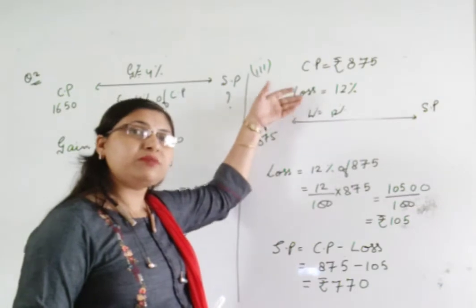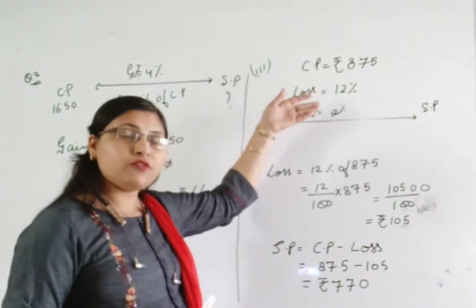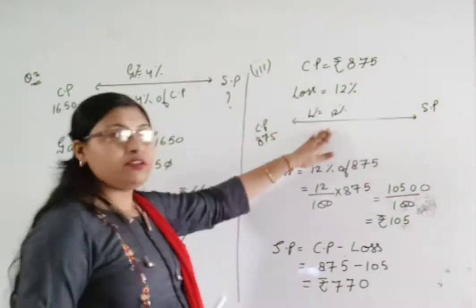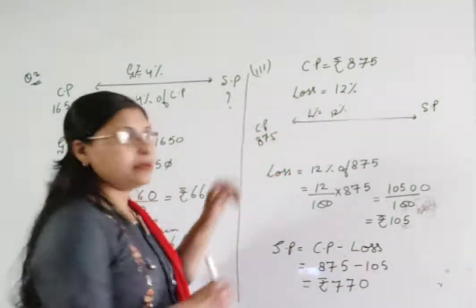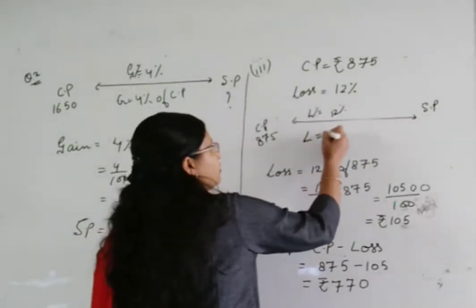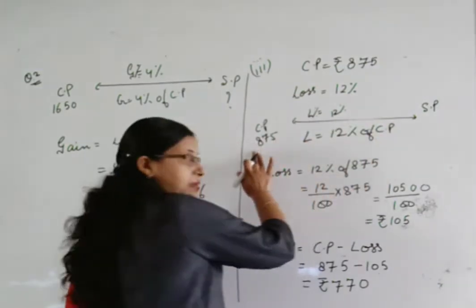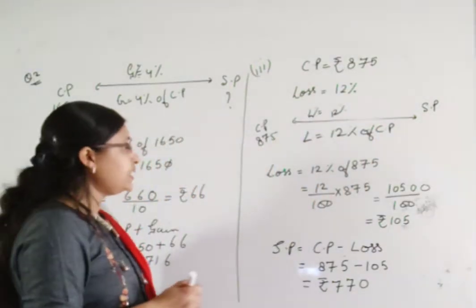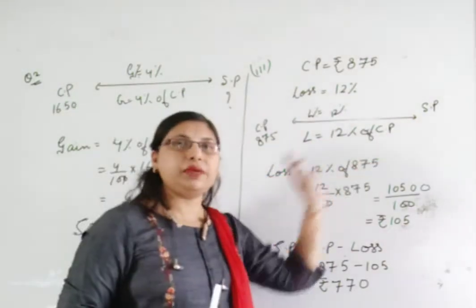Now in the next question, CP is given and the loss percent is given. Loss we have to subtract from CP, but it is the percentage form. So we have to find out the value form. वैल्यू फॉर्म करने के लिए क्या करना पड़ेगा? इसके साथ ऑफ लगा के क्या करना पड़ेगा? CP लगाना पड़ेगा. तो loss is equal to 12% of CP because CP is at the left side. So anything is here, profit is here or loss is here, ऑफ के बाद हमेशा CP आएगा.